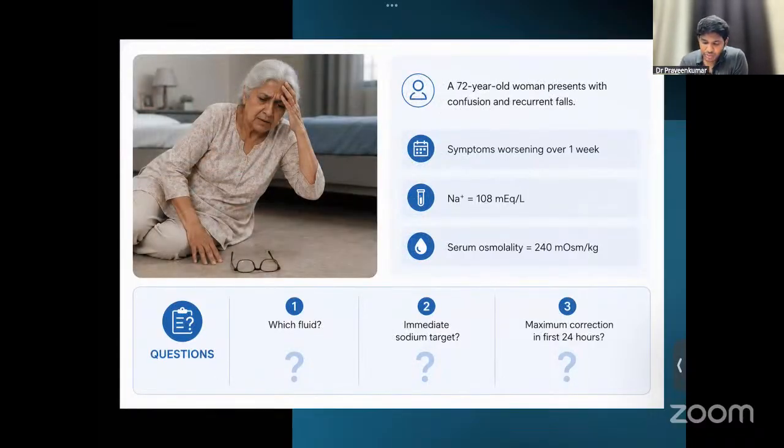Now tell me this. A 72-year-old woman presents with confusion and recurrent falls, symptoms worsening over 1 week, sodium 108, serum osmolality 240. If you tell this correctly, then I am very happy. We'll end the session, because this is the last question. So, which fluid will you give for this patient?